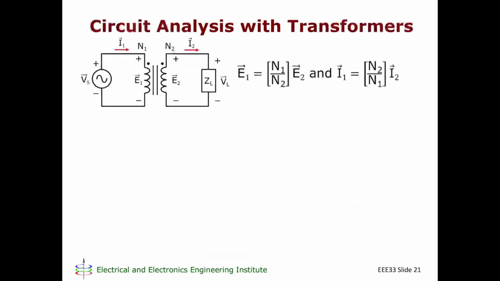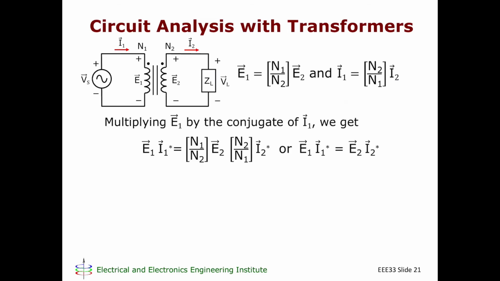So let's continue with circuit analysis with transformers. We previously derived these two expressions. Let me now multiply the first expression with the conjugate of I1. I1 conjugate from this expression will just be equal to N2 over N1 multiplied by I2 conjugate. So if I multiply this by this and simplify, I'm going to get this relationship.